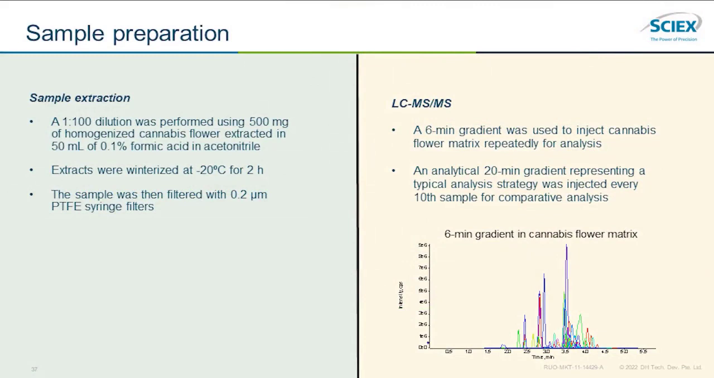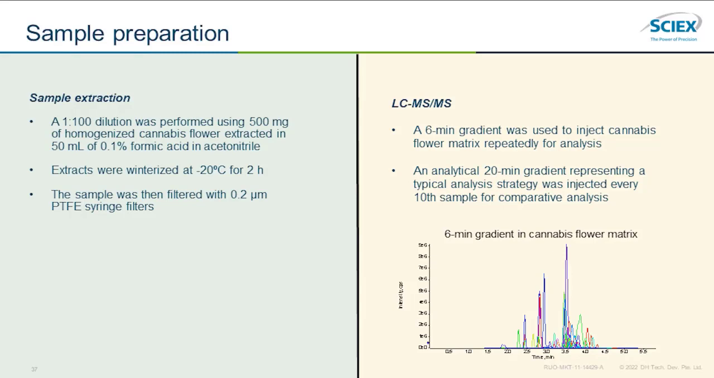So the way we typically evaluate robustness here at SCIEX is by just injecting the sample a lot. So what we did was we took our extract, again, that 1 to 100 dilution, and we injected it 800 times. So to do this, we made a short 6-minute gradient. The reason we did that was just to save time.